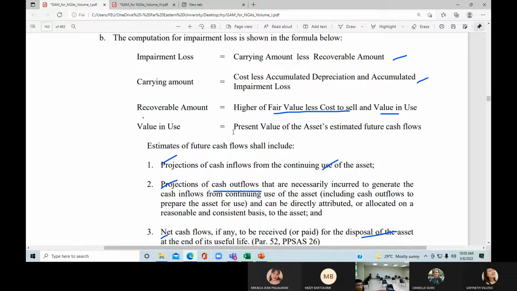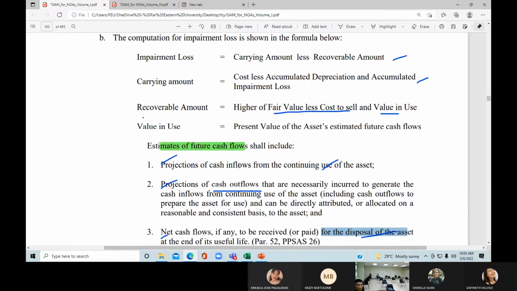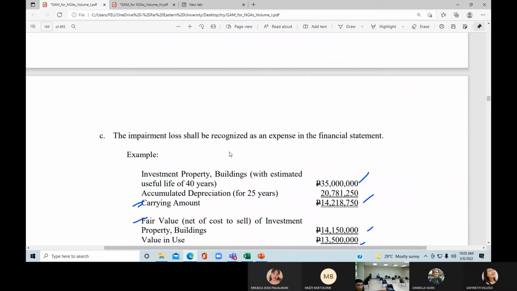Ano naman yung value in use? Present value of the asset's estimated future cash flow. So, ito yung computation, no? Na estimated future cash flows. Ayan, projections of cash inflows, pati yung sa cash outflows. Okay. Na directly attributable. And net cash flows for the disposal of the asset. So, parang kang nagne-net present value dito. Okay. So, magkaroon na tayo ng example dito.